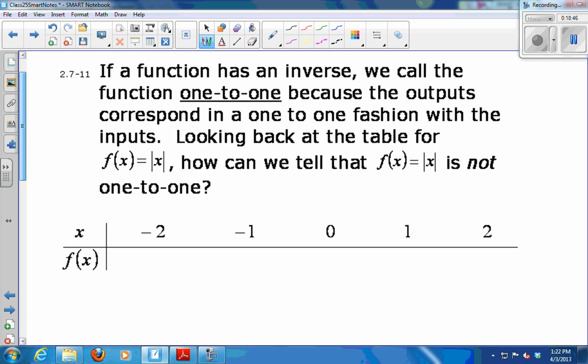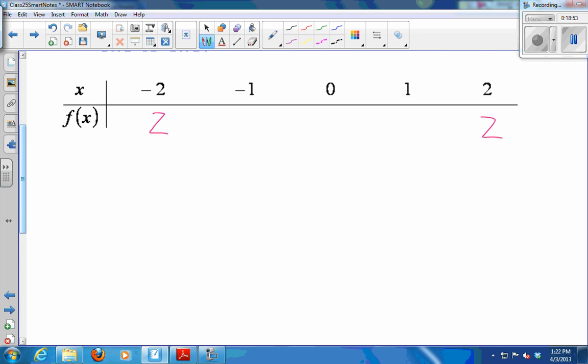So the problem with absolute value is that I don't have that one-to-one correspondence. I have -2 and 2. F sends both of them to the number 2. In a one-to-one function, you can only have one arrow going in either direction.